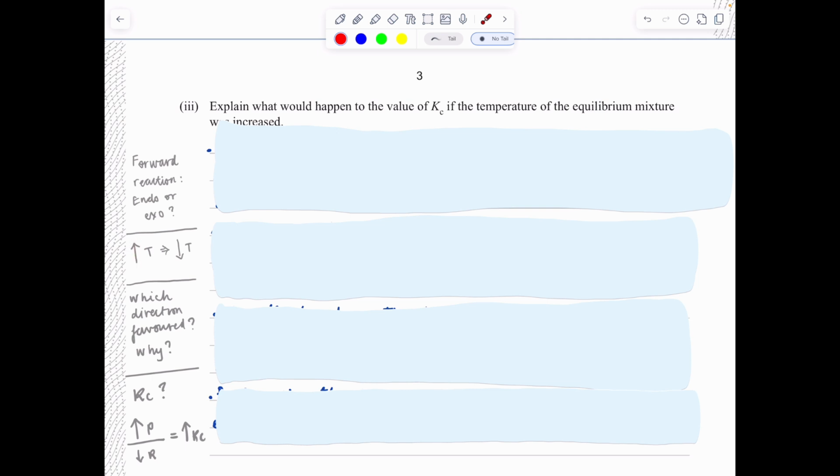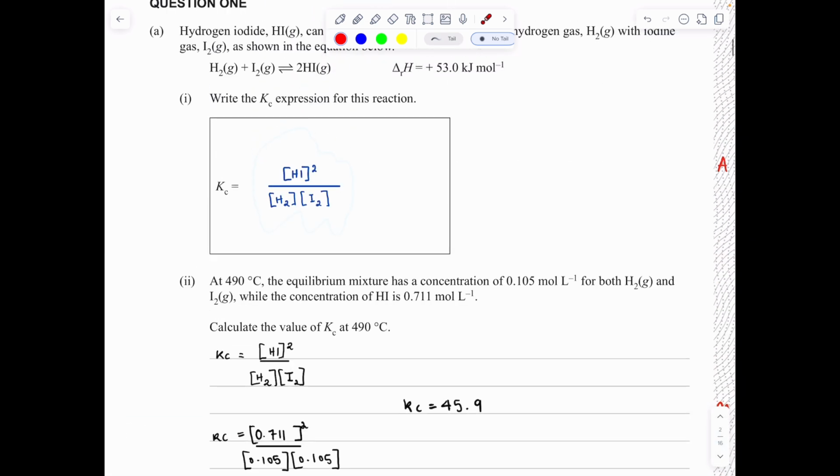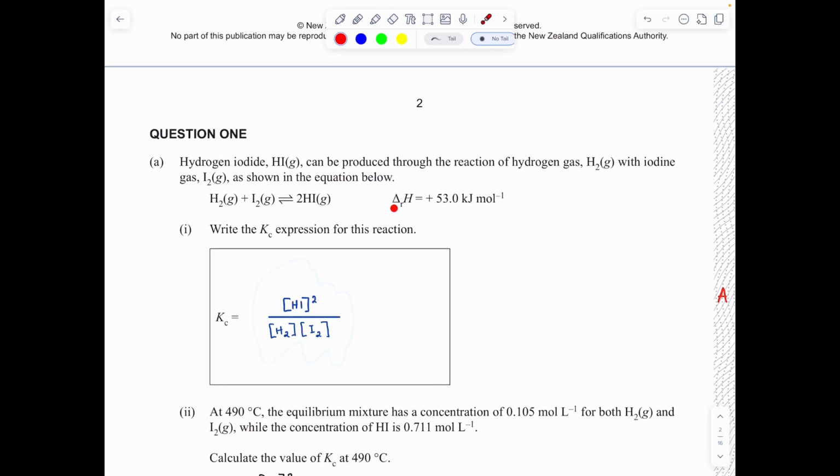So an increase of temperature, equilibrium will want to shift in a way that decreases the temperature back down to restore the equilibrium. So which direction is going to be favoured in order for this decrease in temperature to be achieved? Well, if we look at the reaction here, it's important to look at this value. As you can see, it's got a positive delta RH. So what is this going to be? Endothermic or exothermic? It's going to be endothermic.